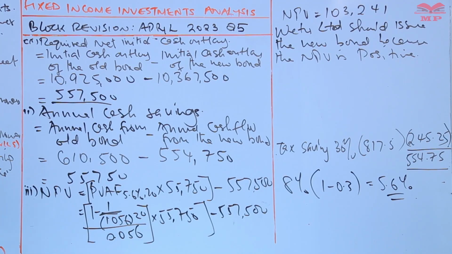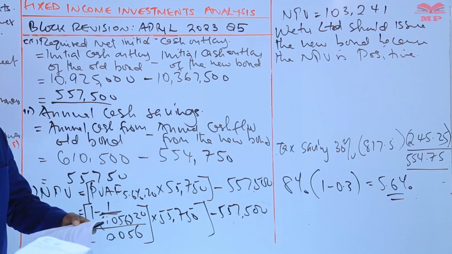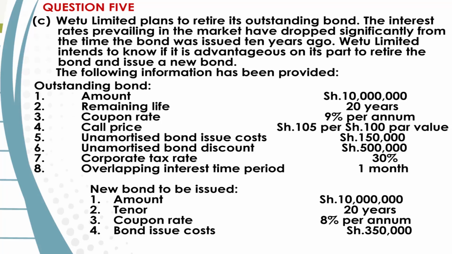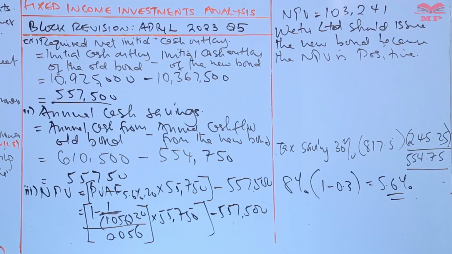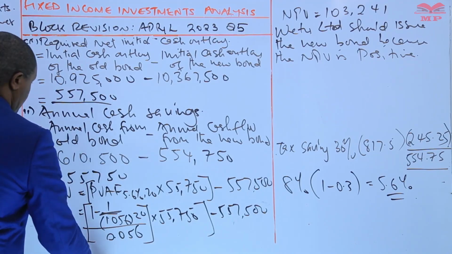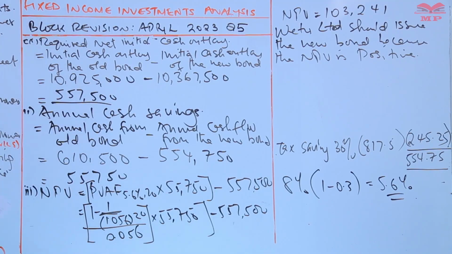It is advantageous. We read from the question that Way2 Limited intends to know if it is advantageous on its part to retire the old bond and issue the new bond. So Way2 Limited should issue the new bond because it is advantageous, given that the NPV here is positive. That is question 5, part C.